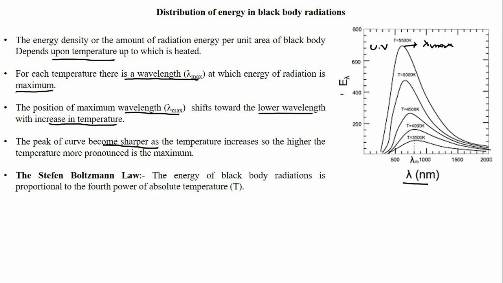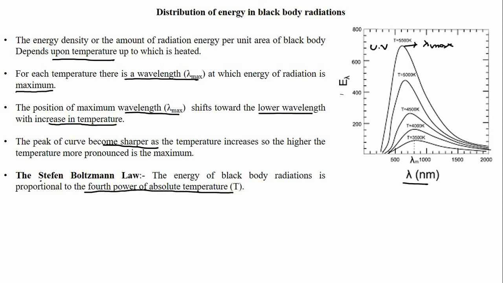Okay, so the energy distribution in black body radiation as a function of temperature is given by certain laws, according to the classical theory. The very first law is the Stefan-Boltzmann law. What the Stefan-Boltzmann law says is that the energy of black body radiation is proportional to the fourth power of absolute temperature. So this energy density, as we have already seen, increases with increase in temperature, but this law says this increase is directly proportional to the fourth power of the absolute temperature to which it is heated.